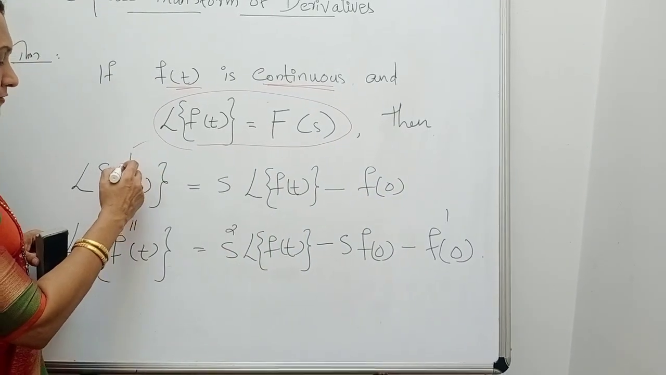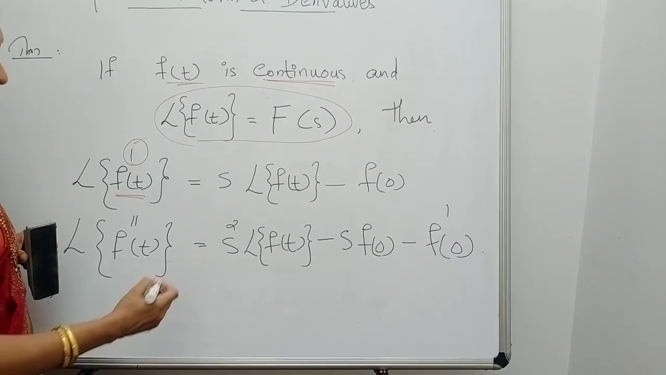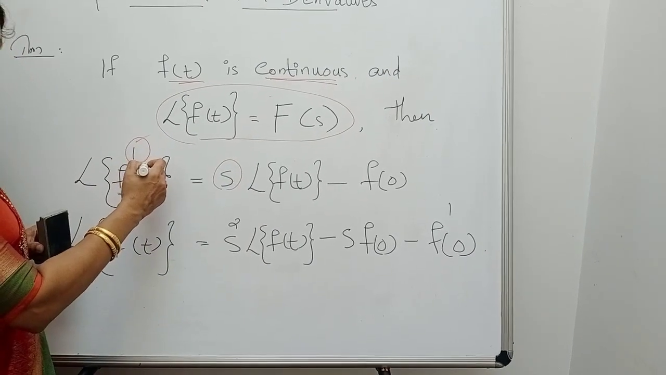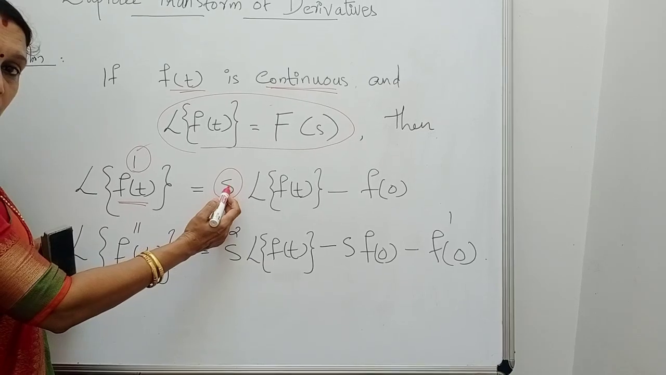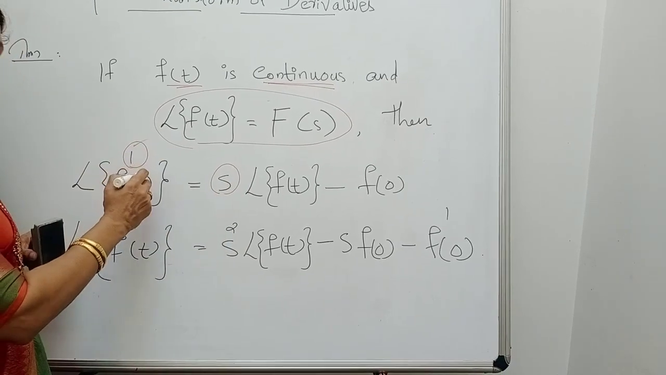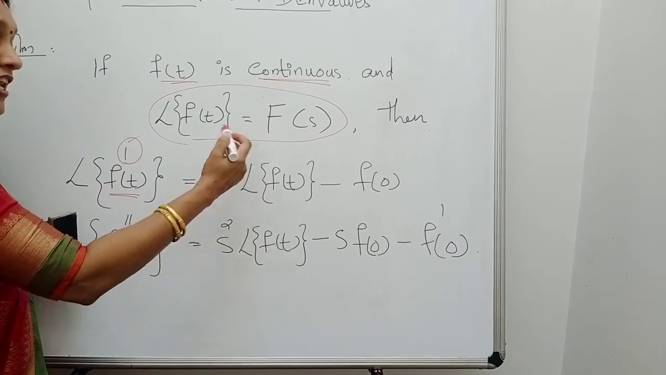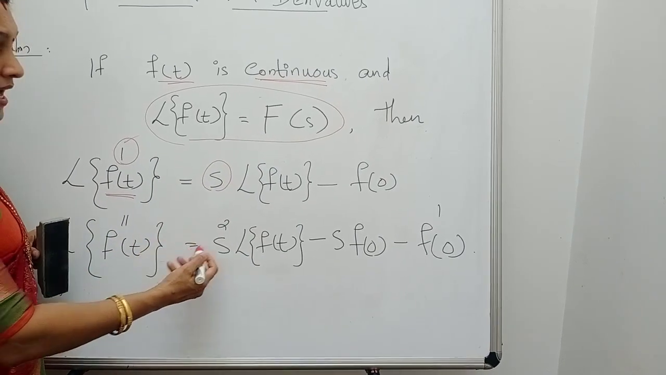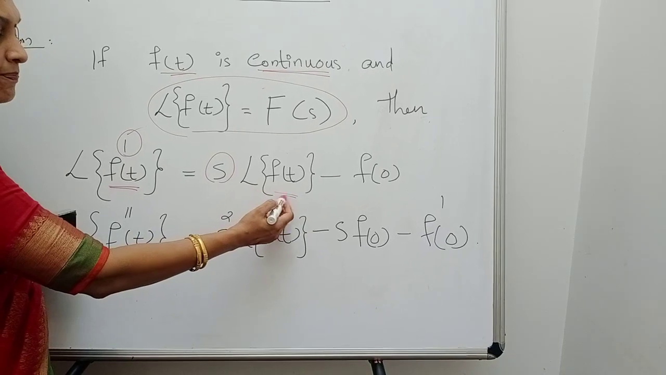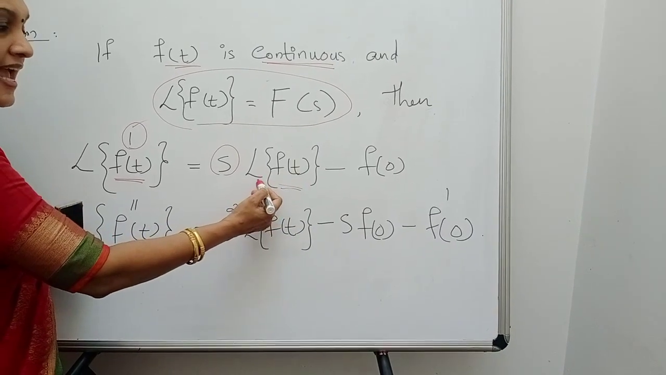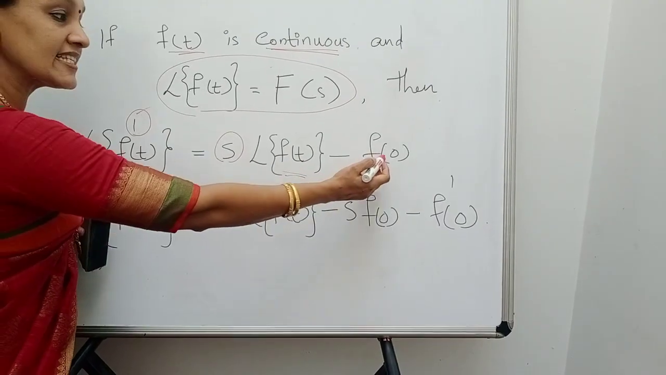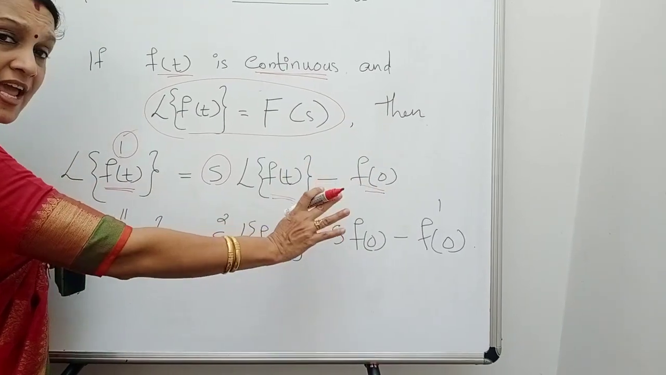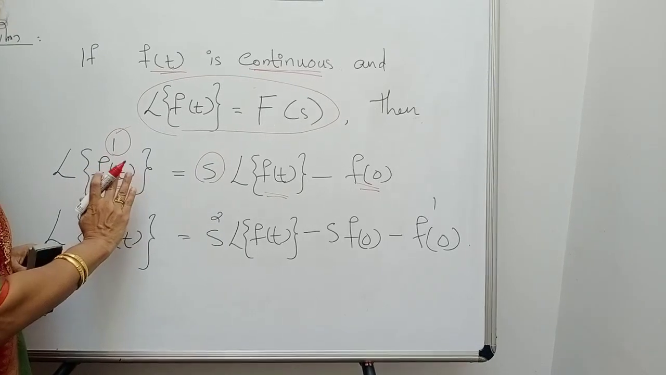If it is first derivative, you start with s. If it is second derivative, you start with s square. If it is third derivative, you start with s cube. So like that we can fix the first coefficient. Okay. Now look at these two terms. The first term is L{f(t)} and the second term is f(0). These two are the same in all the derivatives.